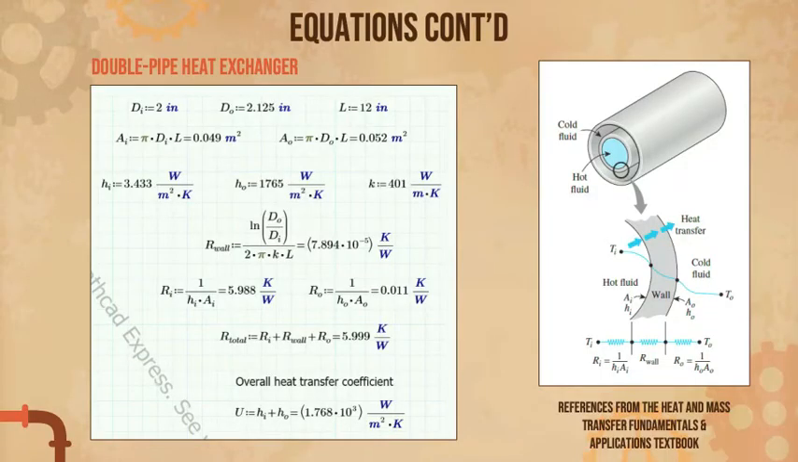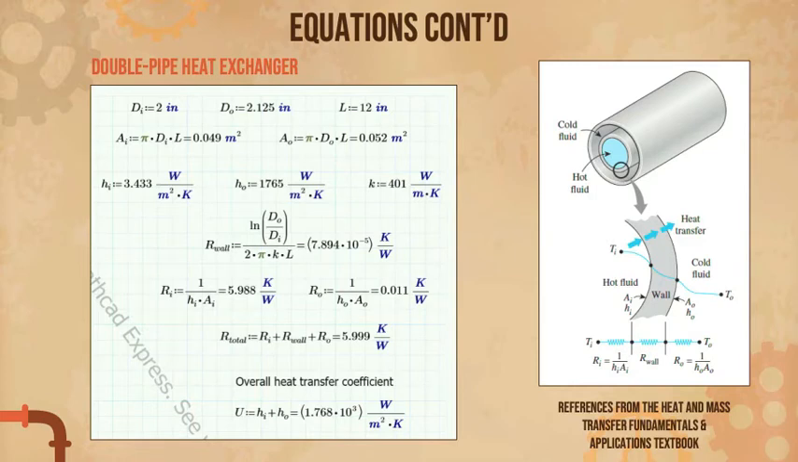We then calculated the thermal resistance of our double pipe heat exchanger. The dimensions of the pipe are given above. The inner diameter is equal to 2 inches, the outer diameter is equal to 2.125 inches, and the length of the copper pipe is equal to 12 inches, with a thermal conductivity of 401 watts per meter Kelvin. For the areas where the cold fluid and hot fluid will be traveling by, we calculated the inner area to be 0.049 meters squared and the outer area to be 0.052 meters squared.